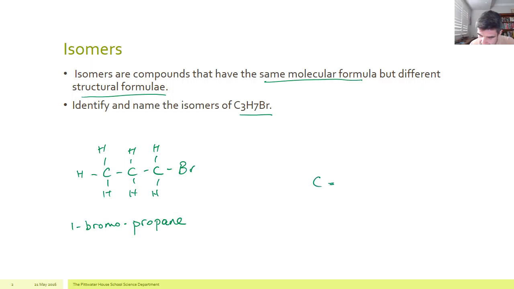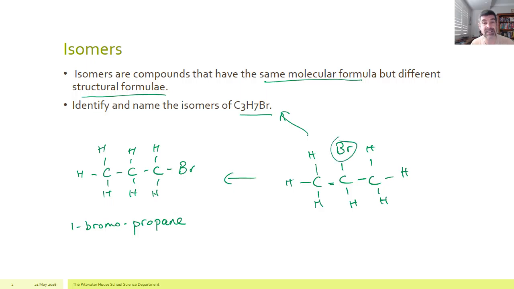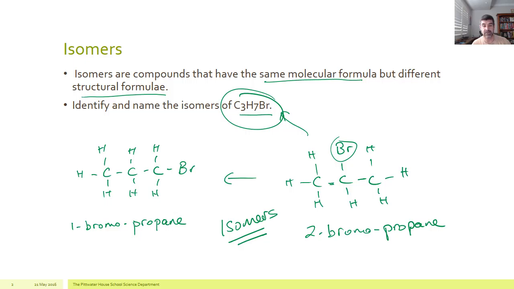But the bromine doesn't have to be in that position. I could just as easily draw another one over here with the bromine here. Once again, 1, 2, 3, 4, 5, 6, 7. So still the same molecular formula as the previous one. But now the bromine is on the 2nd carbon. So this, without going through the whole process, would be 2-bromo propane. These two are called isomers because they have exactly the same molecular formula, but their structure is different. The bromine is located on an end carbon on one of these and on a middle carbon on the other.